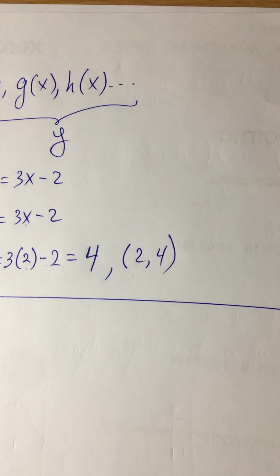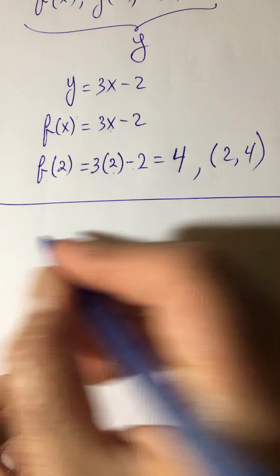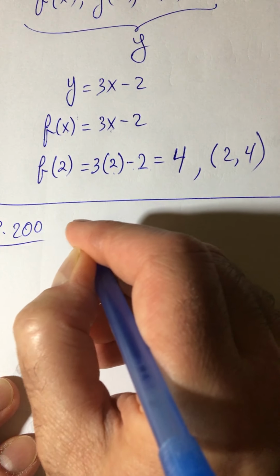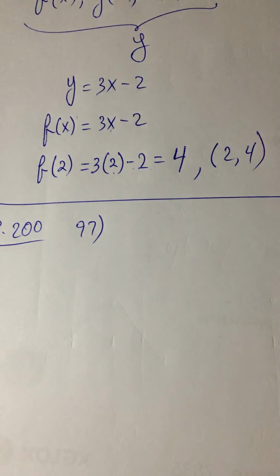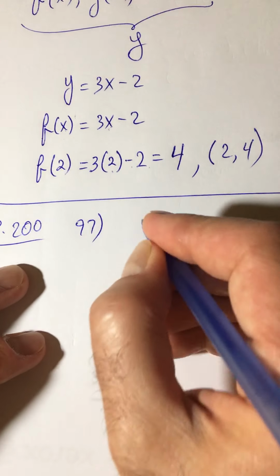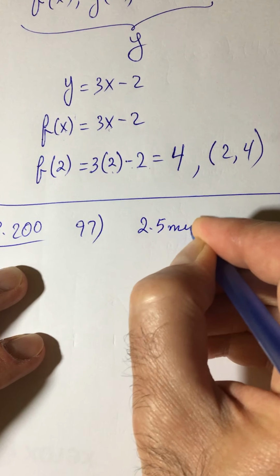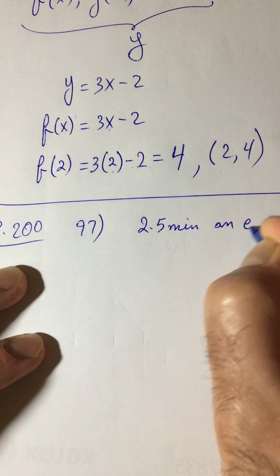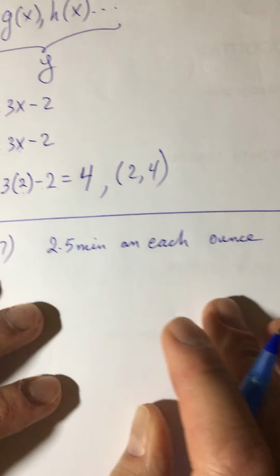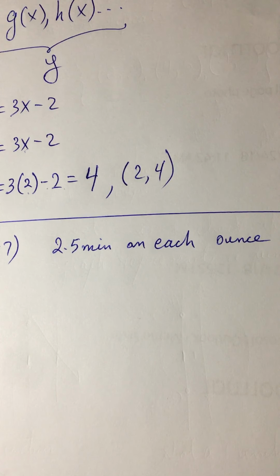Okay. So I'm just going to read it for you. So, page 200, problem 97. It says, Jackie has a gas-powered model boat with a 5-ounce gas tank. The boat will run for 2.5 minutes on each ounce of gas.